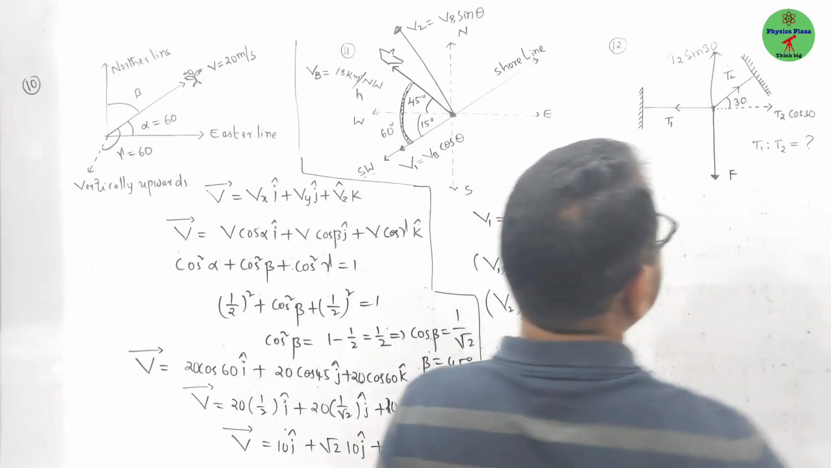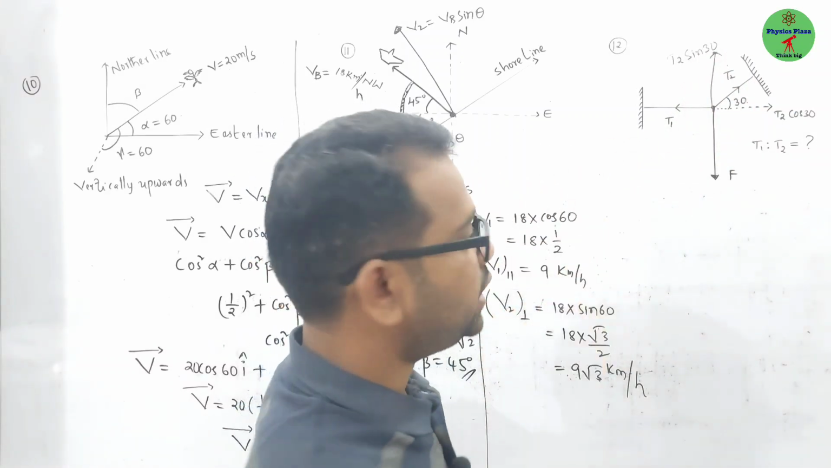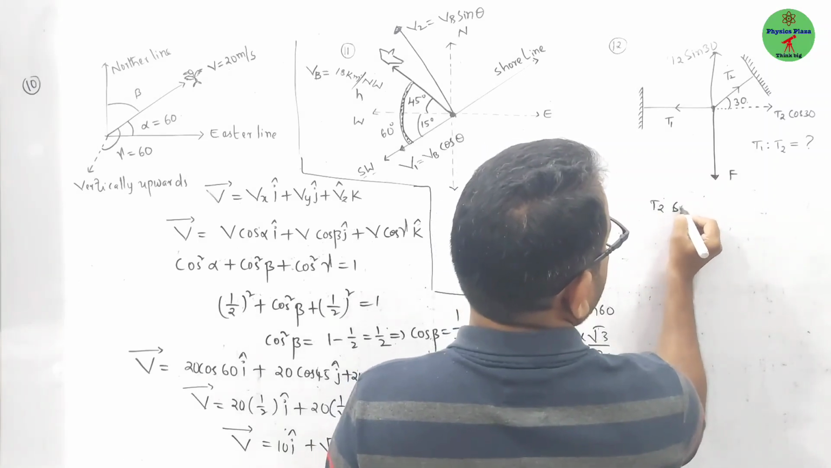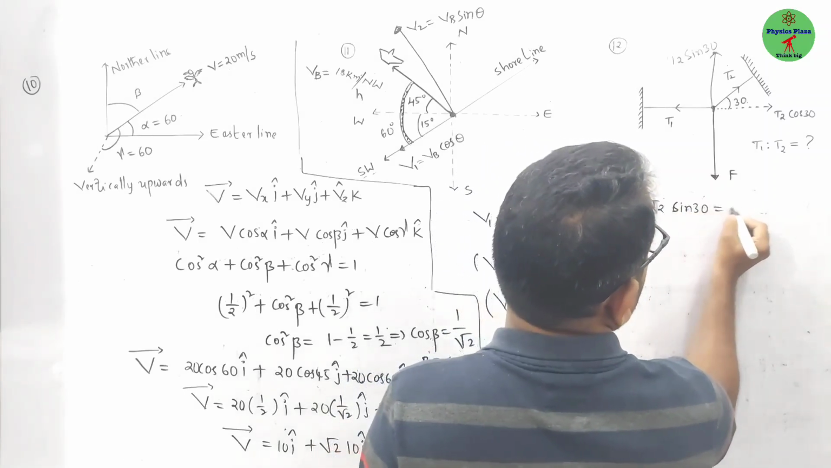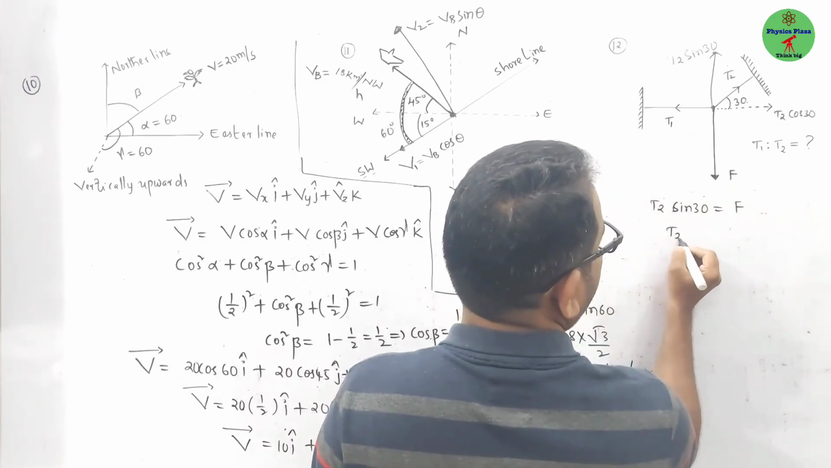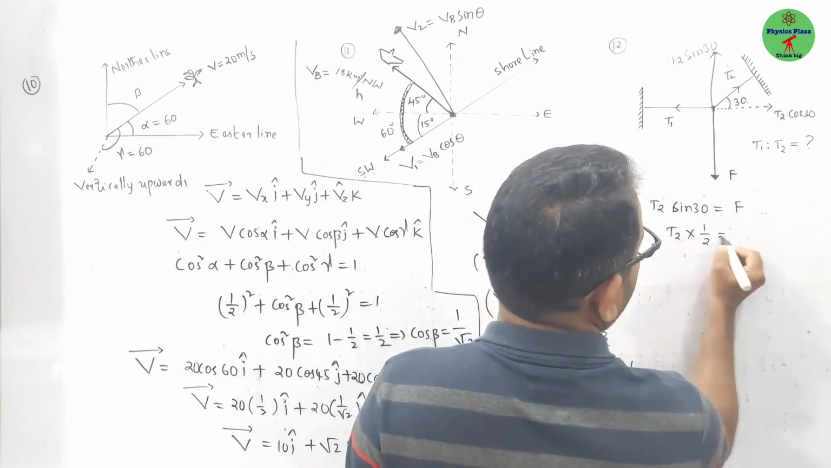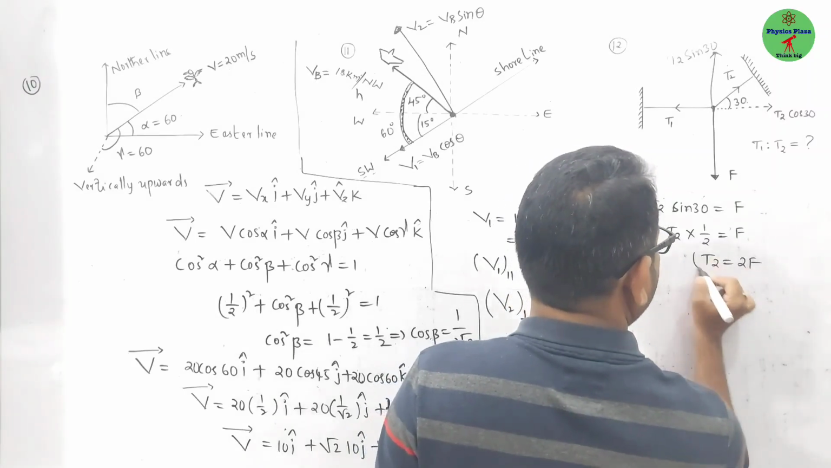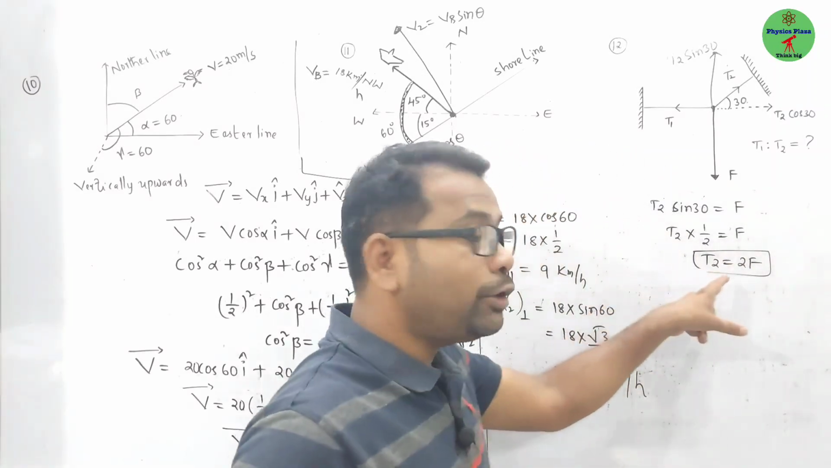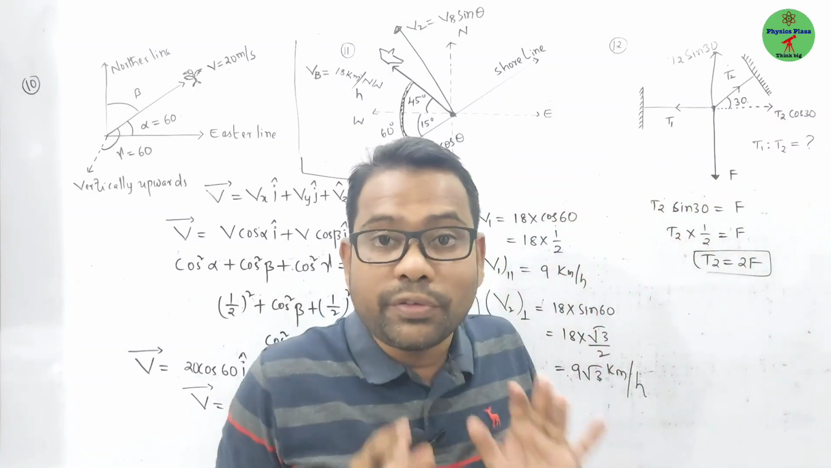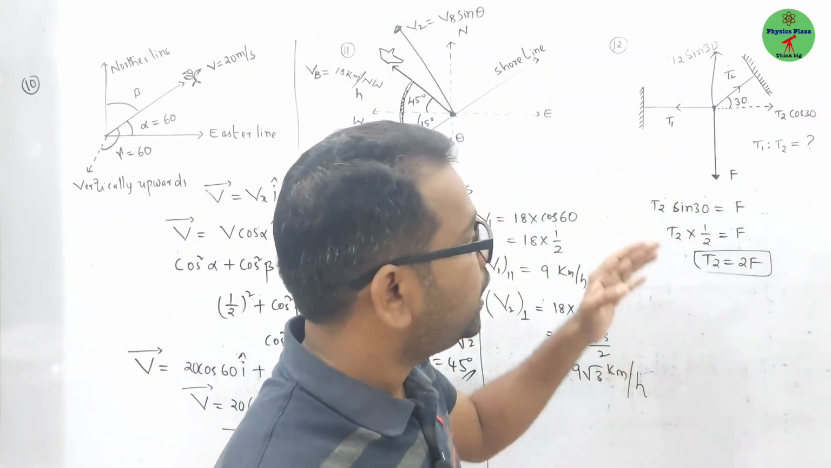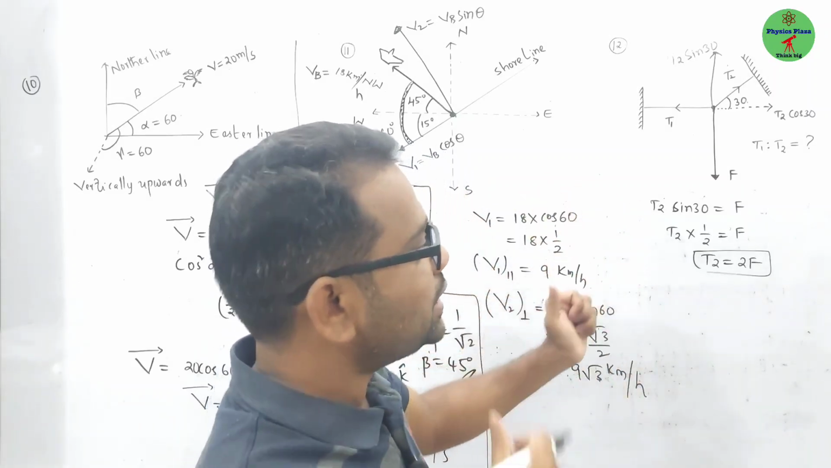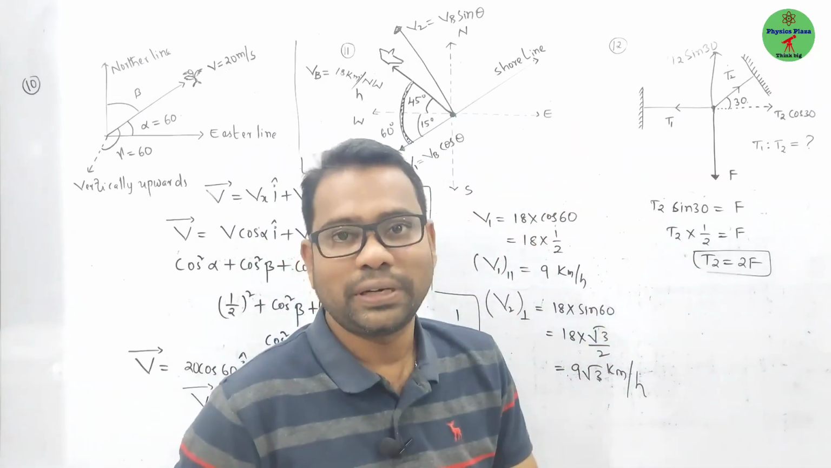sin 30. That's it. So in equilibrium, children, definitely T2 sin 30 must be equal to F. T2 sin 30 is T2 times 1 by 2, which equals F. So T2 is equal to 2F. We got the T2 value in terms of the force. Don't get confused. We may guess that T1 also we are going to get in terms of F only.